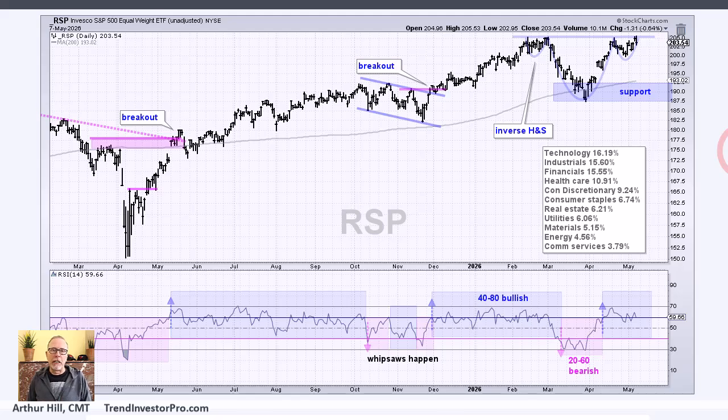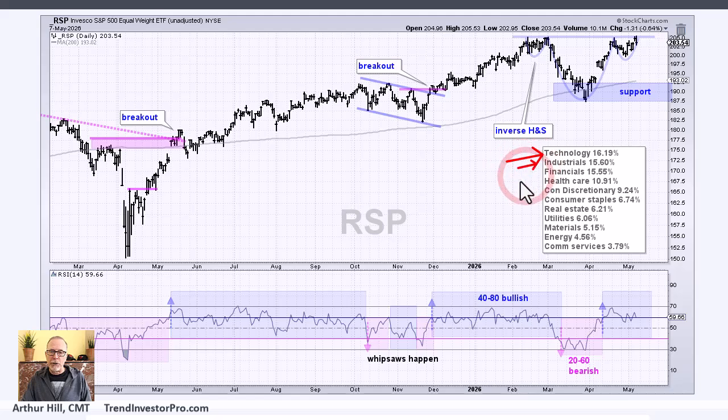And that's why we're going to look at RSP here, the equal weight S&P 500 ETF. And if you look at the sector holdings, you can see technology is around 16%. So that's less than half of what it accounts for in SPY. So this is a much more balanced S&P 500, if you will.